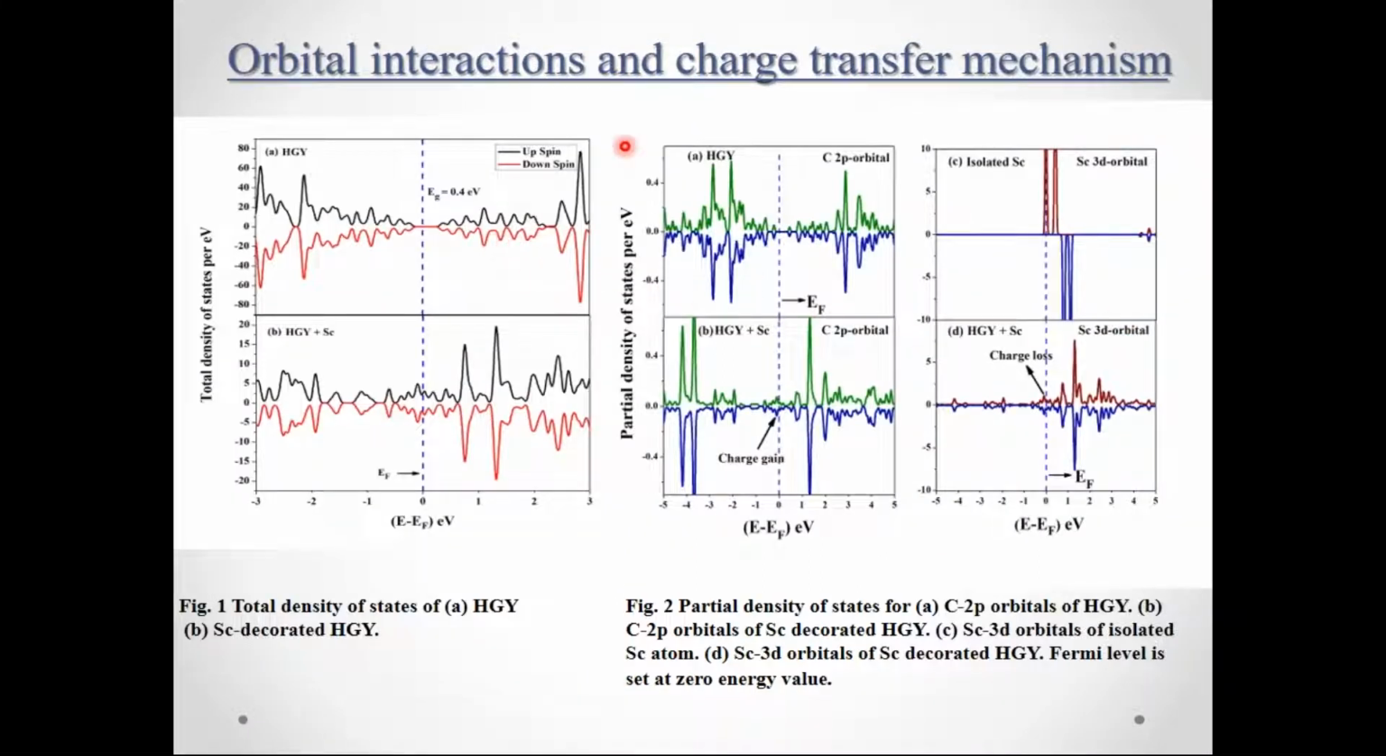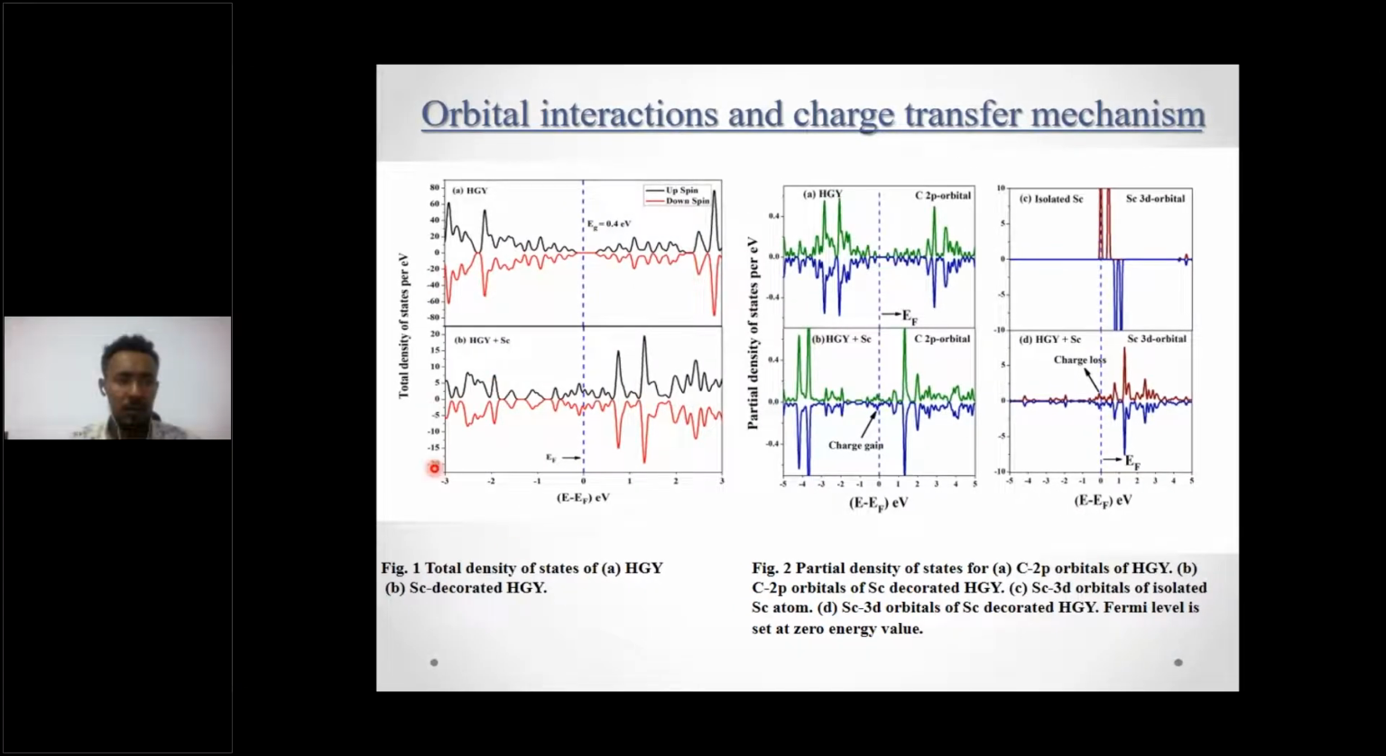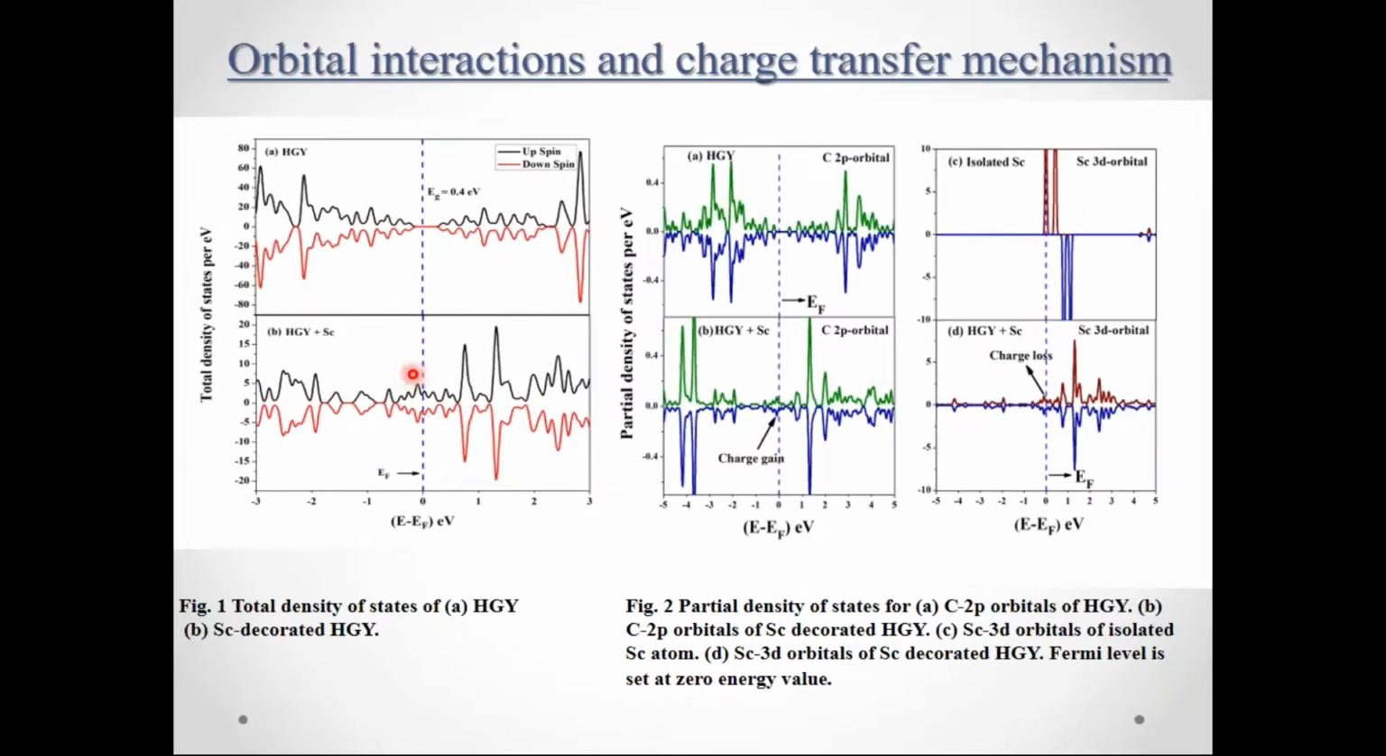To show the orbital interactions and charge transfer mechanism when the metal is attached to the holey graphene structure, I have plotted the density of states and the partial density of states. The upper panel of figure 1 is the total density of states of the holey graphene structure, while the lower panel is the total density of states of the scandium decorated holey graphene system. The holey graphene structure has a band gap of 0.4 electron volt calculated at the PBE level of theory, which becomes metallic after the decoration of the scandium atom.